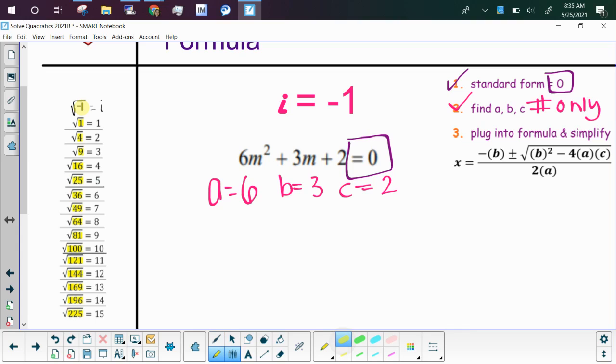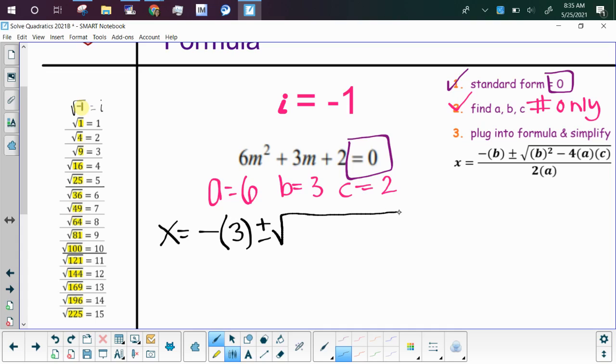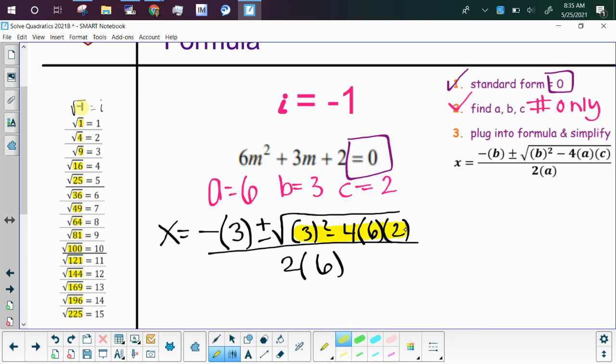Okay, next step is to plug into the quadratic formula and simplify. I always like to do colors, but you have already mastered this, so I'm not going to worry about doing all my colors. So I've got x equals the opposite of b, which is 3, plus or minus the square root of b squared, so 3 squared, minus 4 times a, which is 6, times c, which is 2, all over 2 times a, 2 times 6. And just like when we did the quadratic formula before, I'm going to simplify everything under the radical, not including the radical itself.